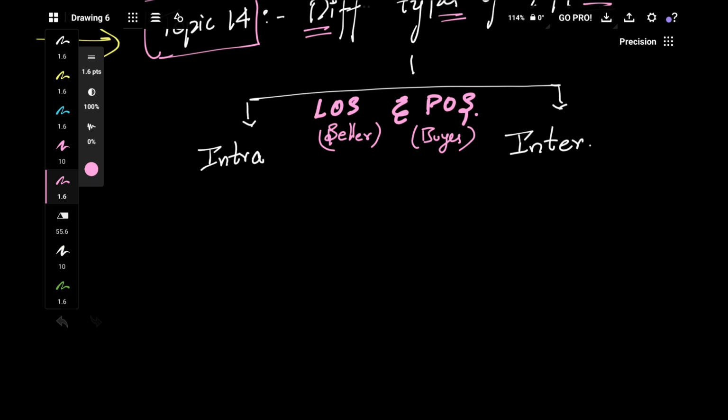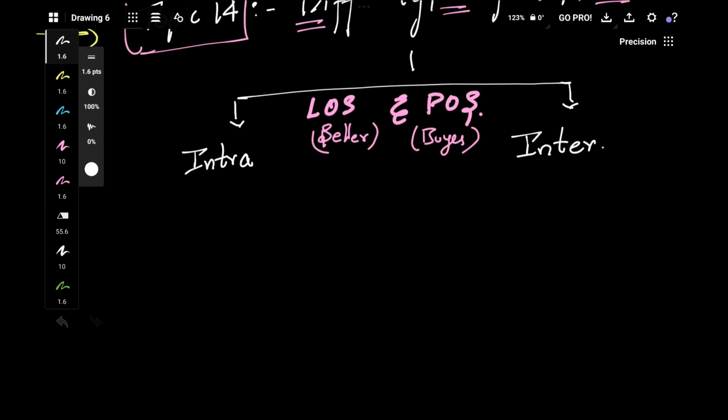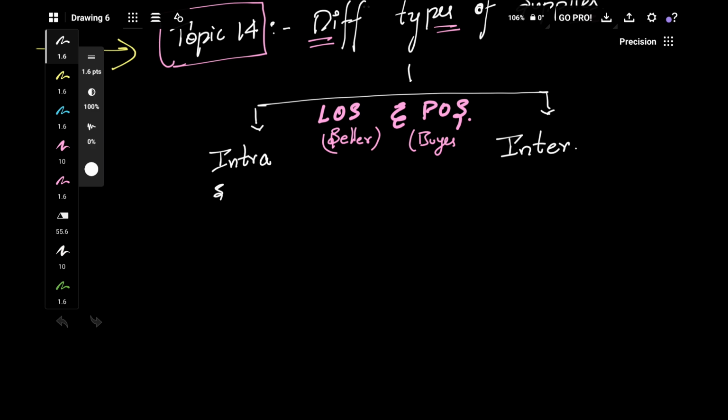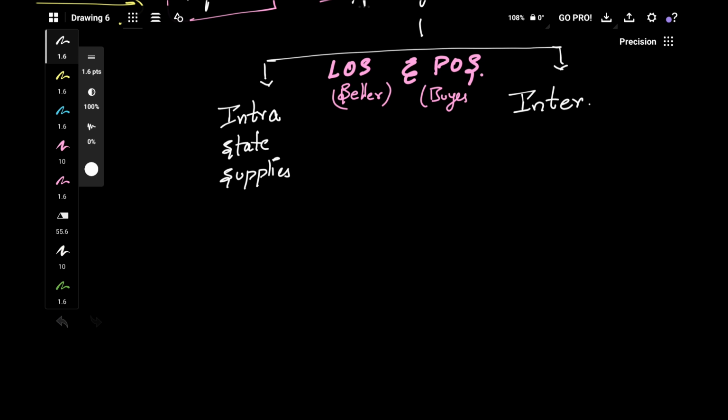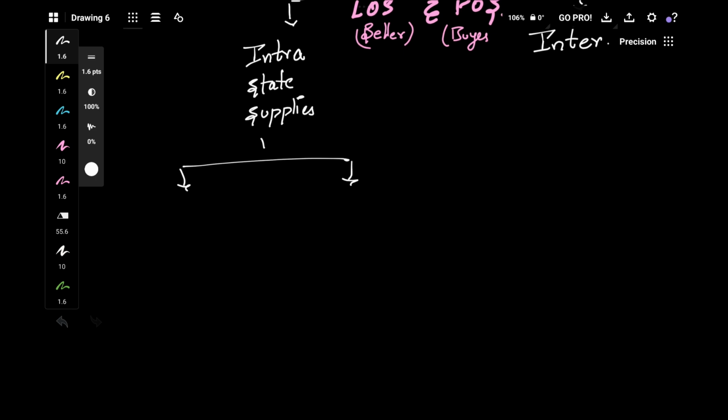So in case of intrastate supplies, what we call an intrastate supply is if there is a sale happening within a state. Let's assume this is the state of Maharashtra, and there is some seller, and there is some buyer.